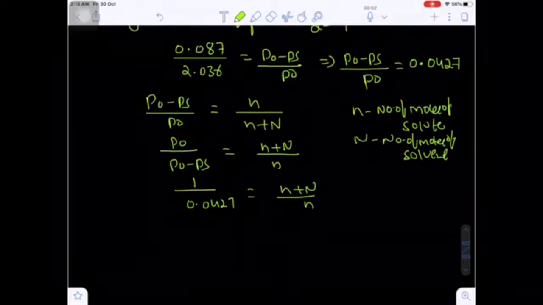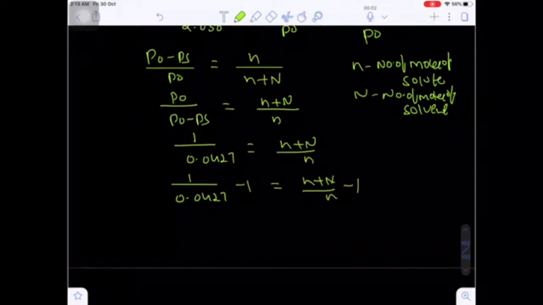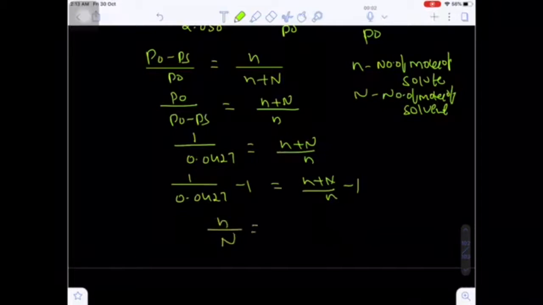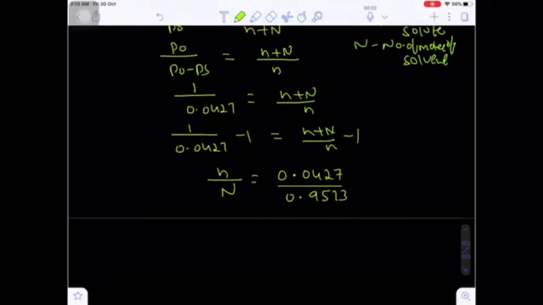Now I am adding minus 1 on both sides. 1 by 0.0427 minus 1 equal to n plus N upon n minus 1. Yes or no? Now from here, the number of moles of solute upon the number of moles of solvent, I am writing directly, 0.0427 whole divided by 0.9573.